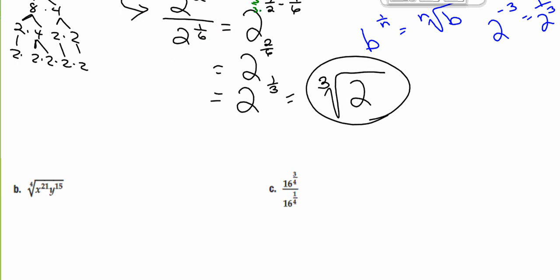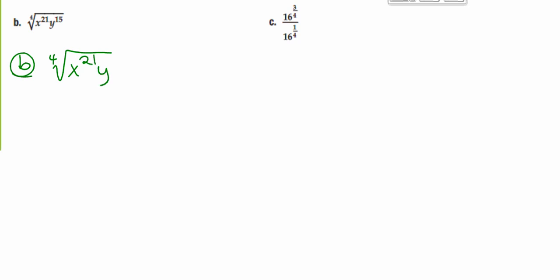Okay, now we're going to do a couple more problems, and I'll write them because I know they turn out to be a little small. So problem B is the 4th root of x to the 21, y to the 15. So I just want you to reflect back to yesterday's work, and I would say this problem, if you wanted to do it like yesterday's work, you could. Do you agree with that?